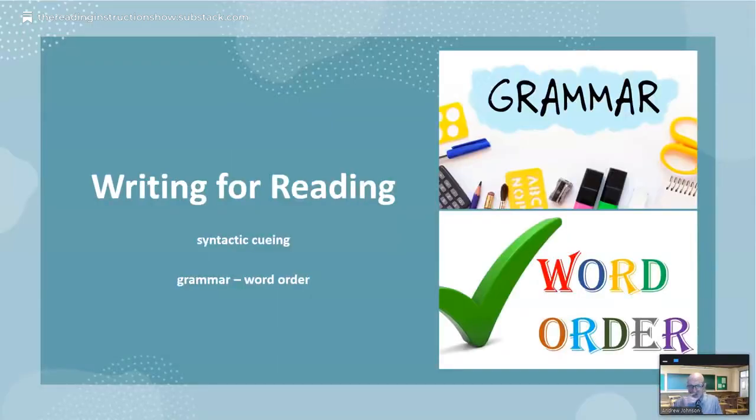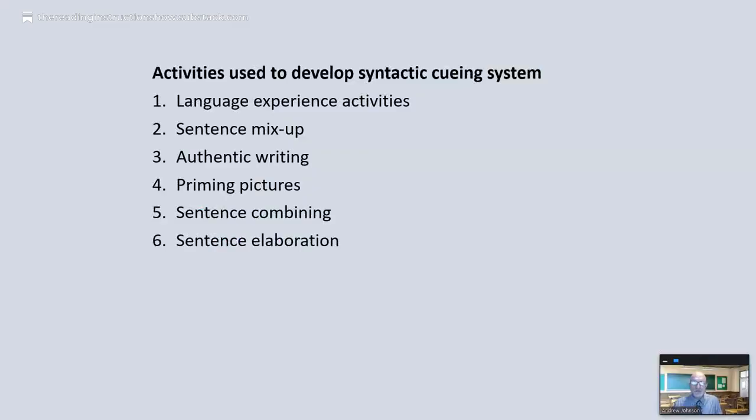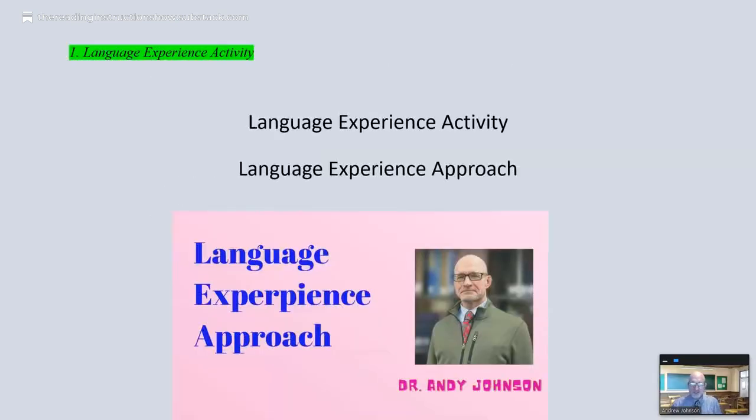And the last one, to develop the syntactic cueing system, grammar and word order. And writing is the best way to do that. And you should include short writing activities, 2 to 6 minutes, in your reading instruction. We're going to look at 6 simple activities. And in these activities, students are writing to share their ideas. It develops grammar, word order, the syntactic cueing system.